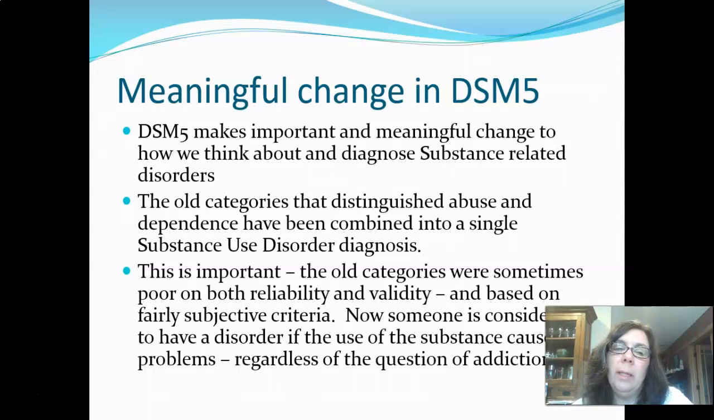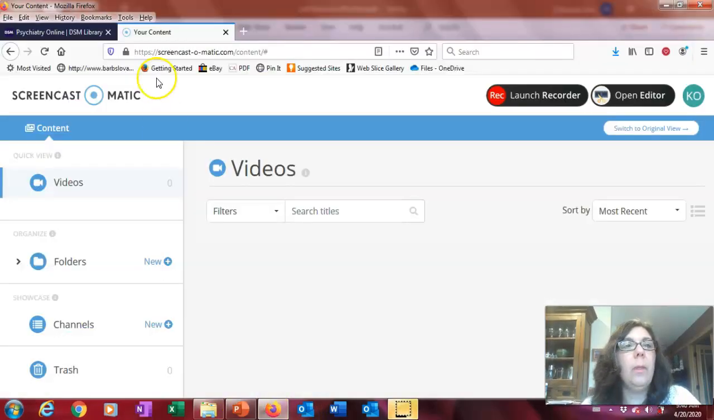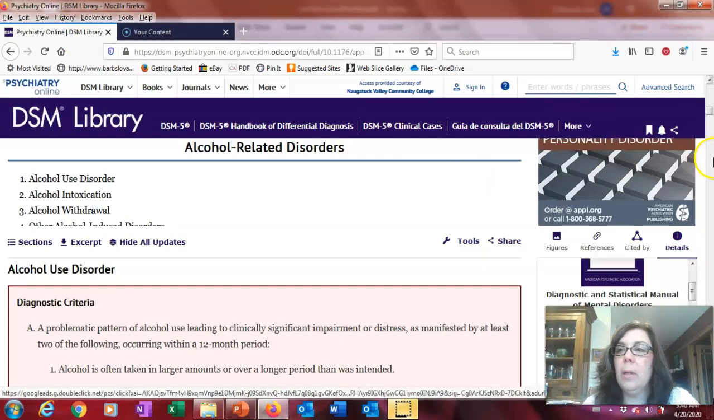And now the issue is not whether and how, even how much you're using. It's about what effect the substance is having on your life. And that becomes the main point of diagnosis. And I just want to show you the criteria here. All right, so here's our alcohol use disorder diagnosis. And these criteria are going to be the same for all diagnoses.